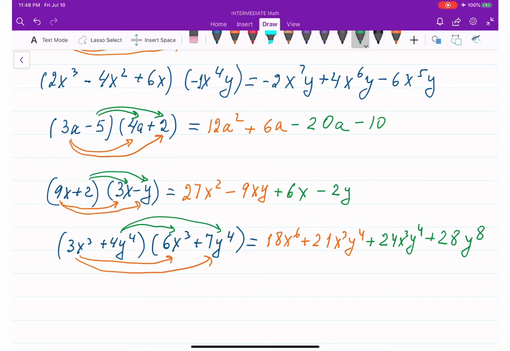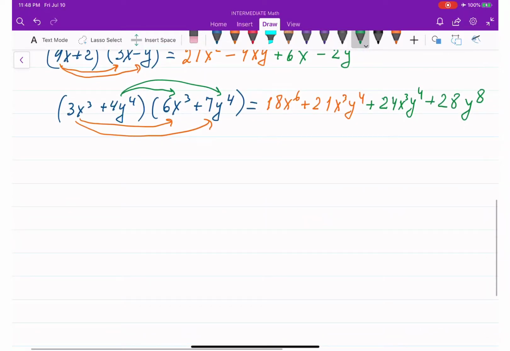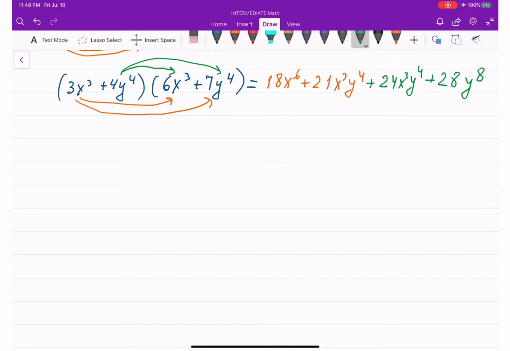Now let's try to multiply squared. Let me see how we're going to solve squared. Let's assume we have 8x minus 3 squared. So there is a formula to use it, but let's assume you don't know that formula. How would you do it?